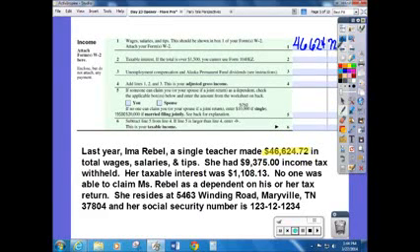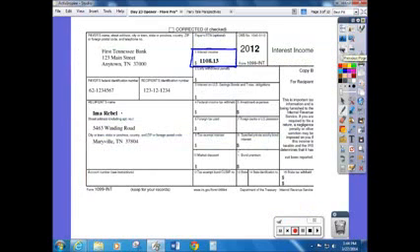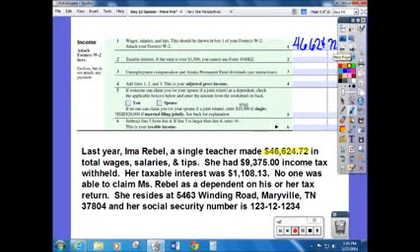Line 2, taxable interest. That is interest that is paid to you by the bank. We find that on our 1099-INT, box 1, $1,108.13. We also have it in our instructions here. Taxable interest was $1,108.13. Line 3, unemployment compensation. It doesn't say anything in our instructions, so we're going to say that that is 0.